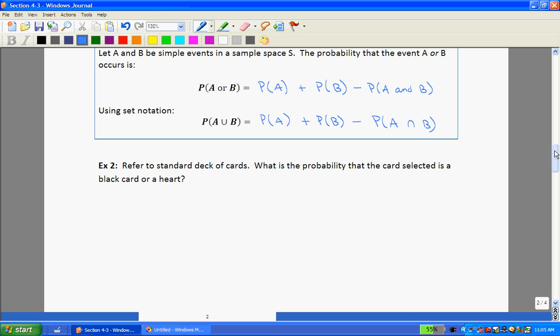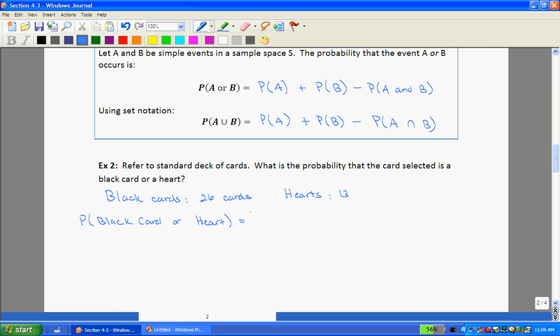Again, we're going to look at a standard deck of cards. And this time we want to know what is the probability that the card selected is a black card or a heart. So again, let's list out what we have. Black cards, that's going to be spades and clubs, and there are 26 of those. And hearts, there are 13 of those. So we're looking for the probability of a black card or a heart.